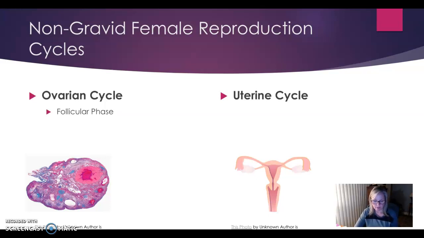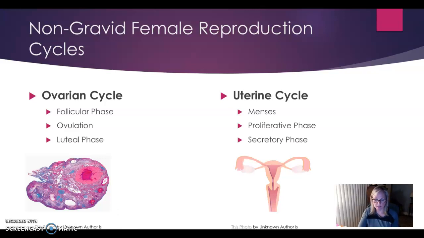So, the ovarian follicular phase corresponds to the menses and part of the proliferative phase of the uterine cycle, which completes at the same time as ovulation. The luteal phase and secretory phase occur simultaneously and are closely related to development of the corpus luteum.